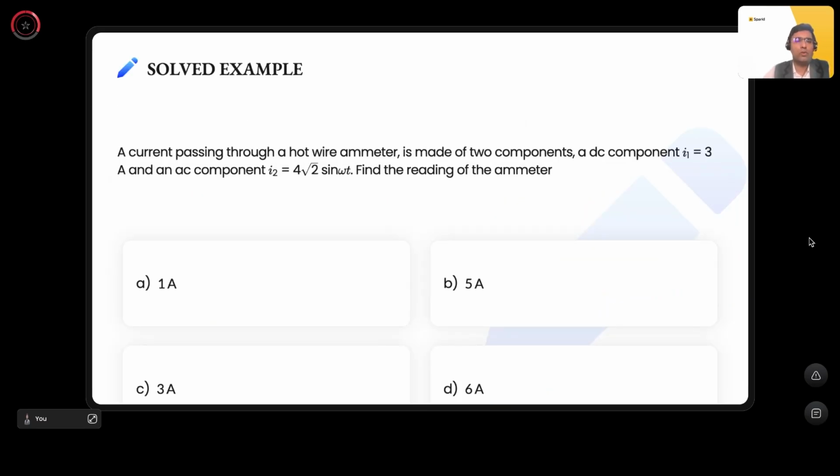The current passing through a hot wire ammeter is made up of two components, a DC component and an AC component. So find the reading of the ammeter. The reading of the ammeter will be basically the RMS value. So what will be the current? The current is 3 plus 4 root 2 sine of omega t.